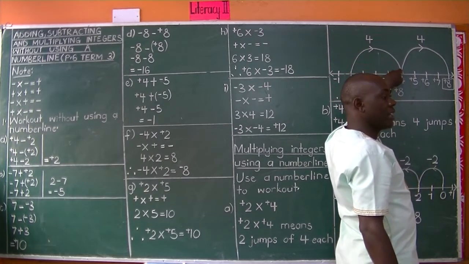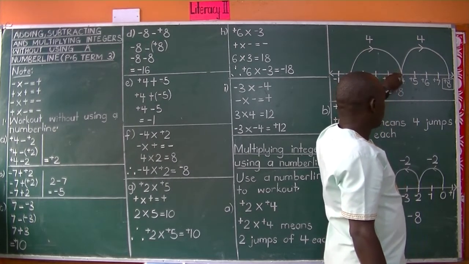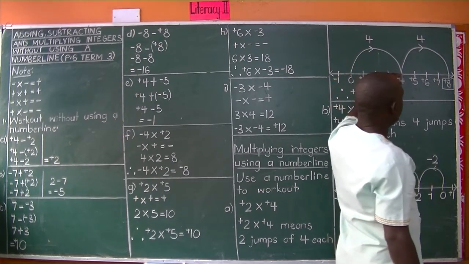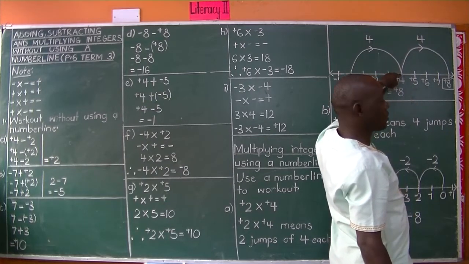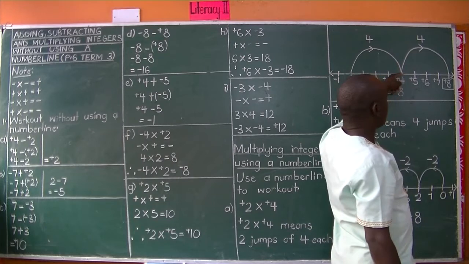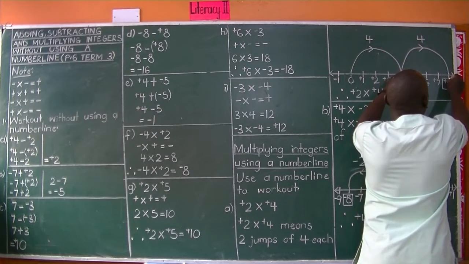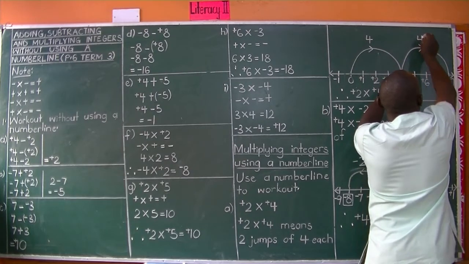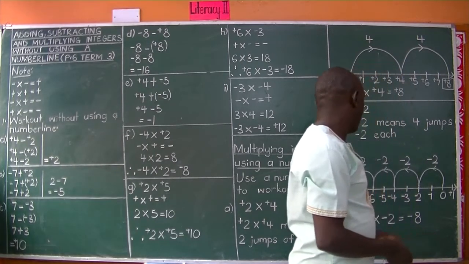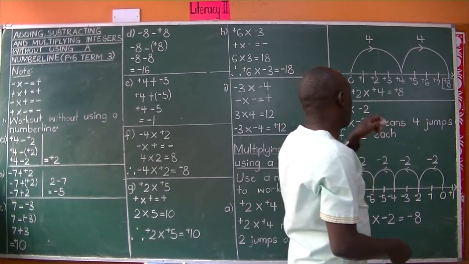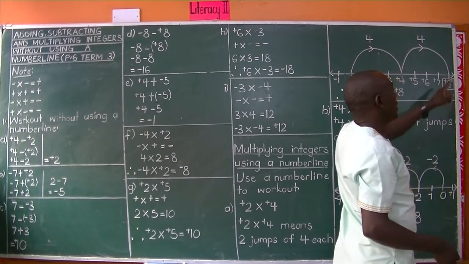Then we go on to the second jump of 4. Remember, in multiplication, unlike addition and subtraction on the number line, we don't draw straight arrows, we jump. The first jump of 4 started from 0 all the way to positive 4. Then the next jump of 4 is counted: 1, 2, 3, 4. Jump up to positive 8. So we have jumped 4 twice. That's 2 times 4, and we stopped at positive 8.